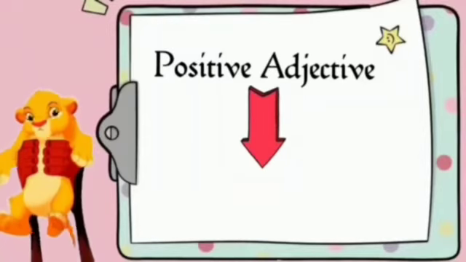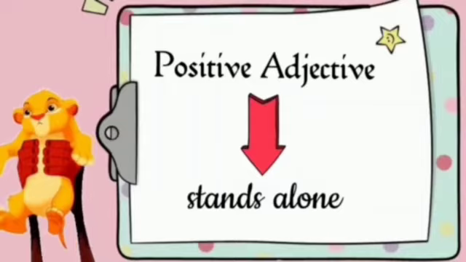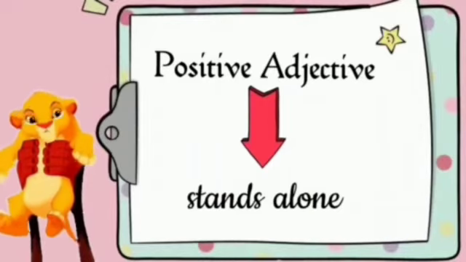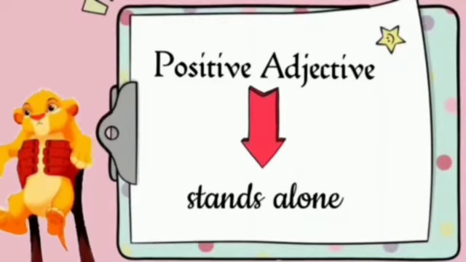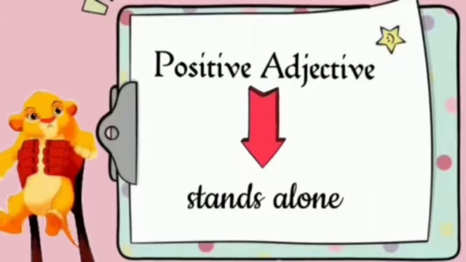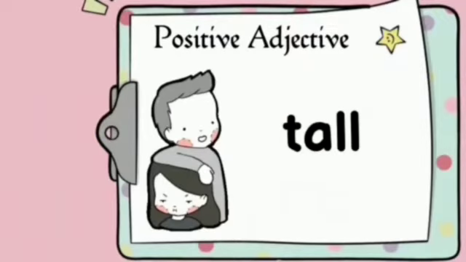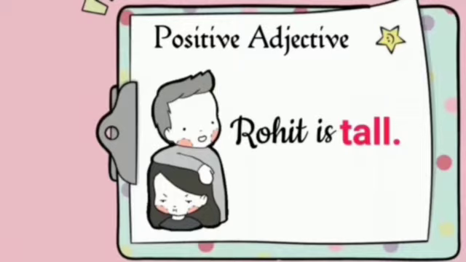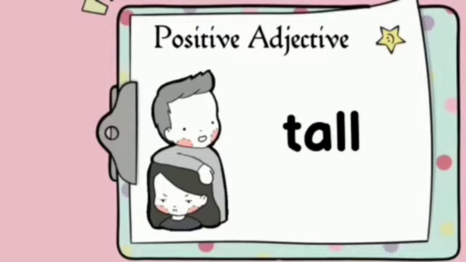Positive stands alone. A word we use to describe a noun with no comparison is known as positive. For example, tall. Rohit is tall. Children, here tall is an adjective and it is used to describe a noun and no comparison is done. So, it is a positive adjective.